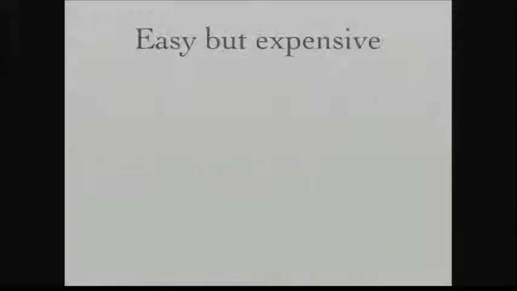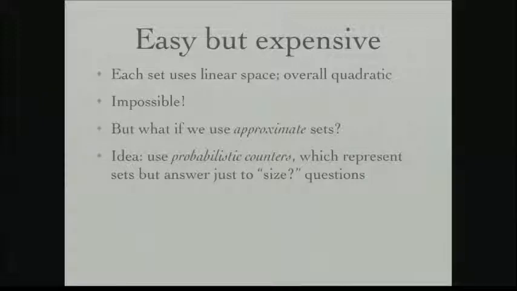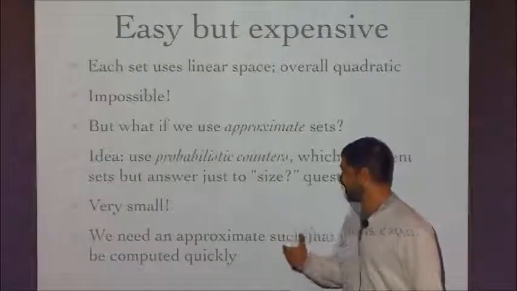Now, the somehow obvious problem is that this is very expensive because each set uses linear space. It will be quadratic in the size of the network. So we cannot really do it. So what we do is use approximate sets, objects called probabilistic counters, which are such a rough representation of a set that the only answer they can give you reliably is the size of the set, nothing more. You cannot really ask which elements are in the set. And they are very, very small.